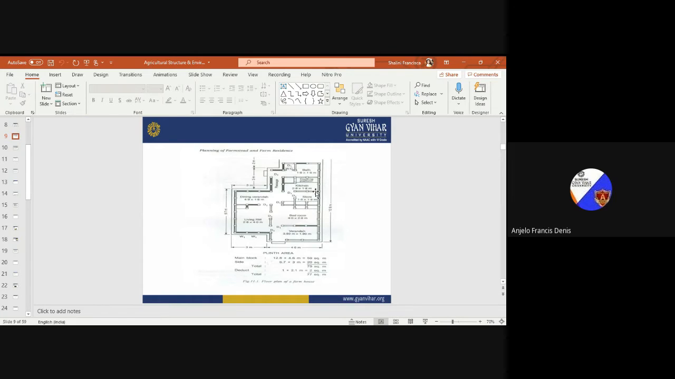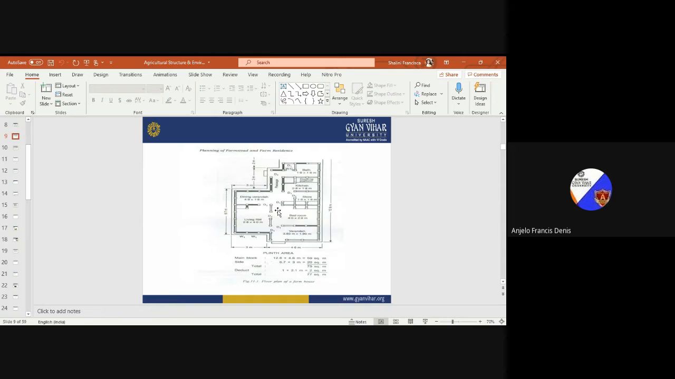Like we can see, the entry is from here. This part is the veranda, measuring 3.9 meters by 1.90 meters. Then there is the first entry towards the bedroom, and the size of the bedroom is 4.0 by 2.8 meters. The second entry is into the living room. Then from the living room there is an entry to the dining veranda, or the dining space.